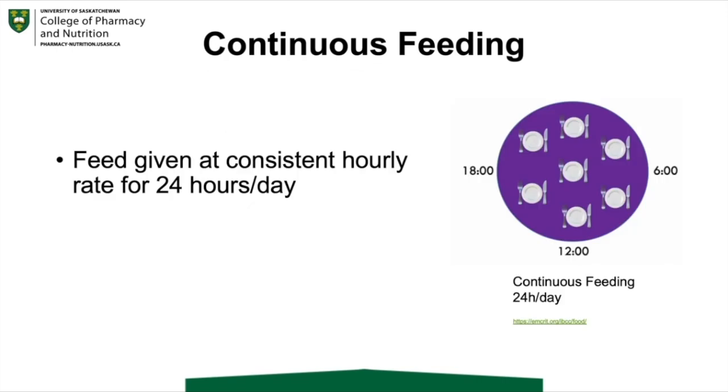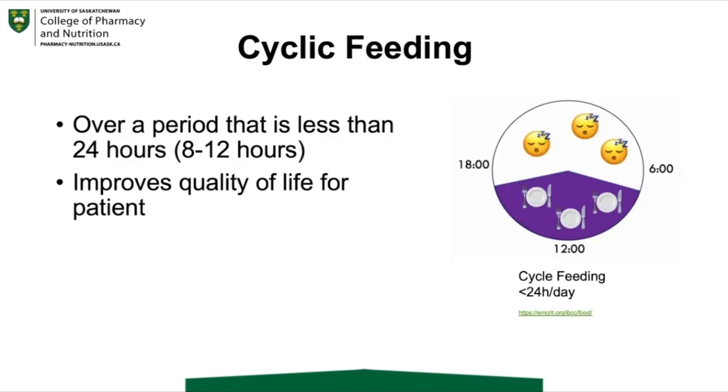Continuous feeding is when feed is given at a consistent hourly rate for 24 hours a day. Cyclic feeding is administered over a shorter period of time, usually 4 to 8 hours, at a consistent hourly rate. This improves quality of life for patients with less time being spent on the feeding pump. The little sleeping emojis do not necessarily mean the patient is sleeping. It just means that this is a time that the patient does not have to have feed being administered.